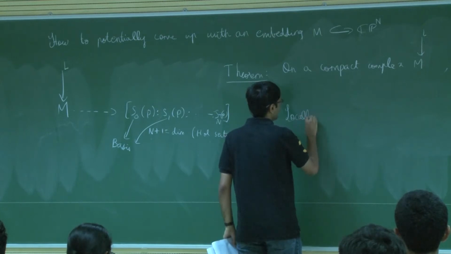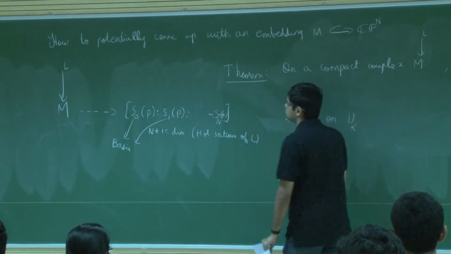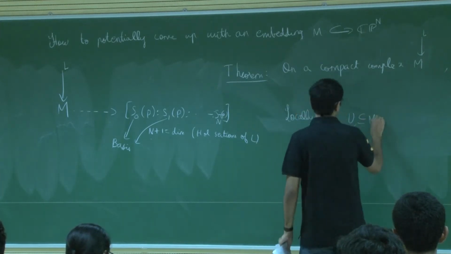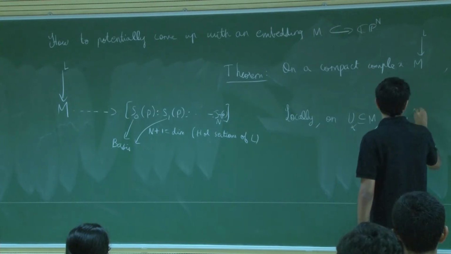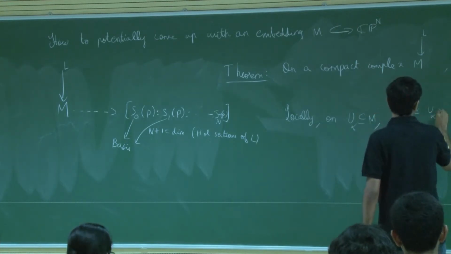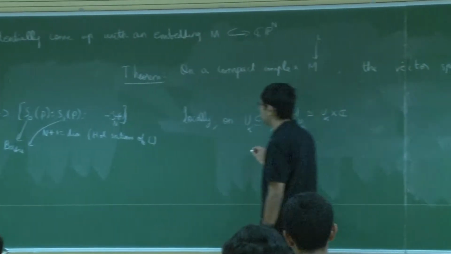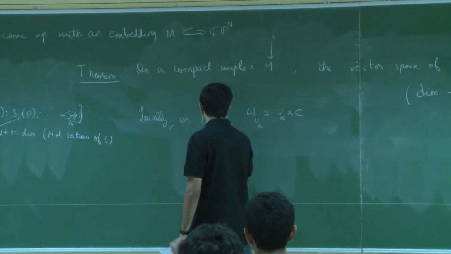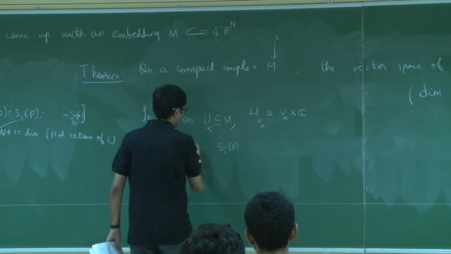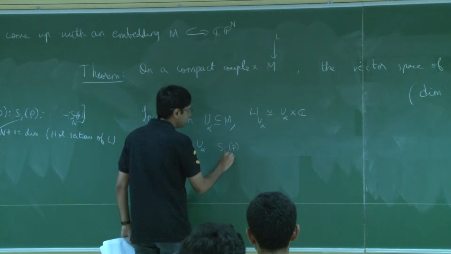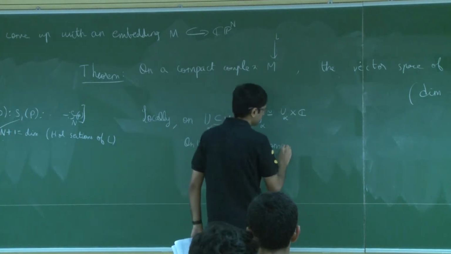Locally, on say some u alpha in M, L restricted to u alpha is a trivial bundle. In other words, locally you can pretend that all of these, on u alpha, you can pretend that these are all holomorphic functions.